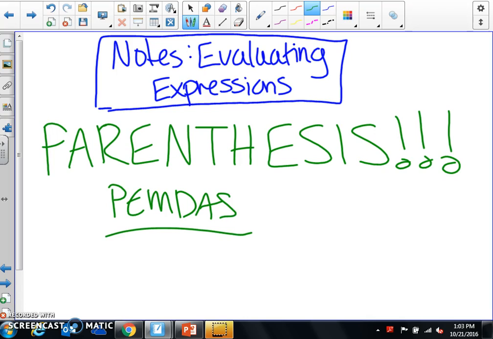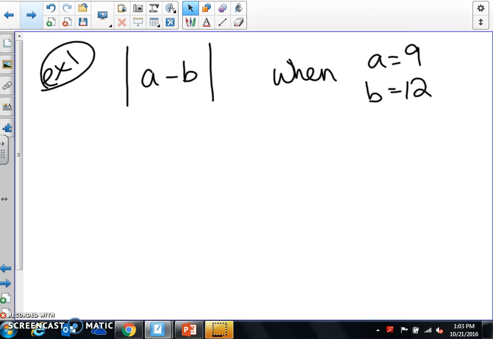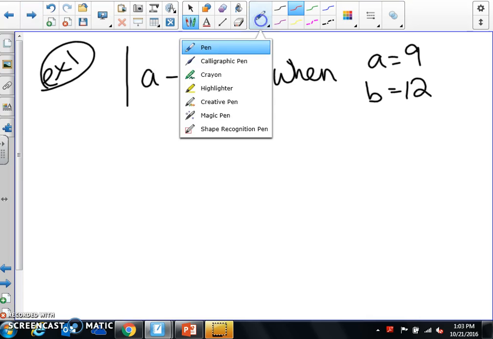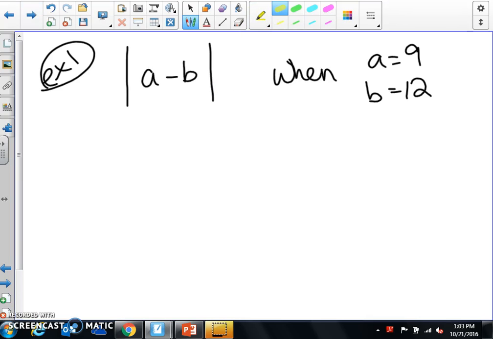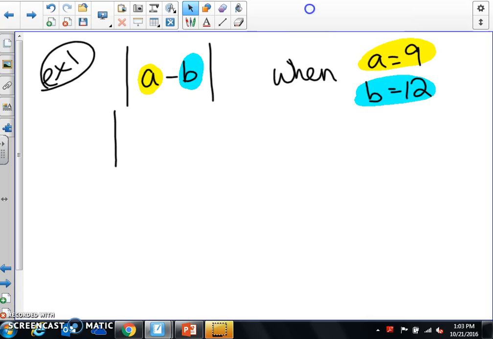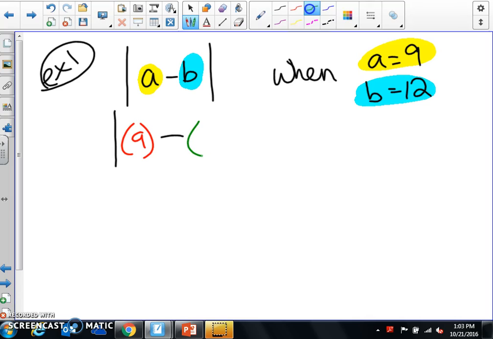So let's go ahead and do a couple examples. So you plug in, so that's the absolute value of A minus B, and then they gave us our values over here. So we're going to plug in A here, and then we're going to plug in B here. So I've got the absolute value of my A is 9 minus B, which is 12.